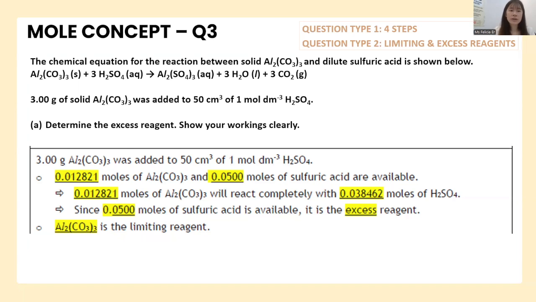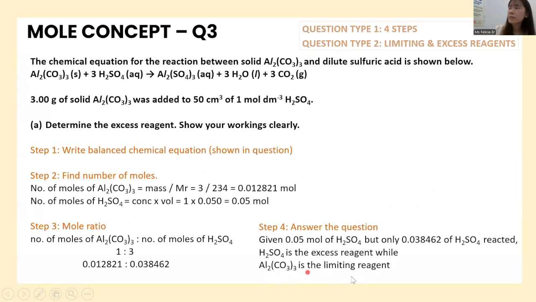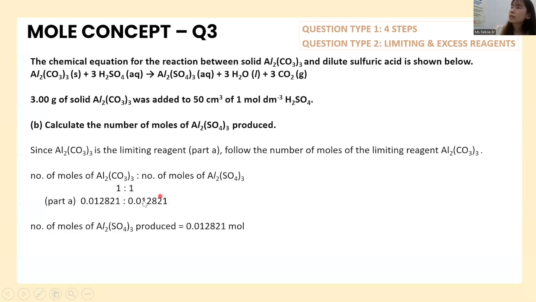Okay, so moving on to part B. Still the same question on the excess limiting. Now for part B, they are asking you to calculate the number of moles of aluminium sulfate. As mentioned just now, once you know that it's a limiting excess type of question, you should always follow the limiting reactant's number of moles. We identified earlier that aluminium carbonate is the limiting reactant, so we should use the aluminium carbonate's number of moles. That means our calculation should all be based on 0.0128.